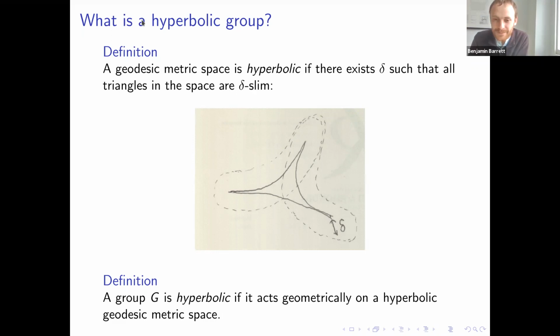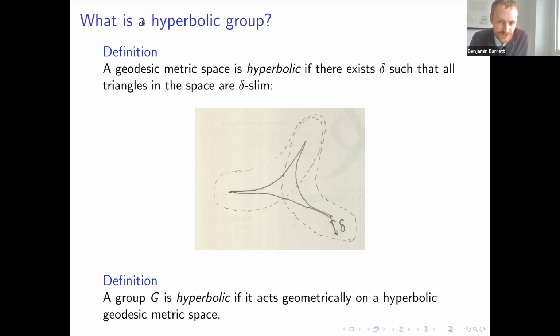It's acting co-compactly, so the quotient by the group action is compact. That sort of means that the group sees everywhere in the space. There aren't big regions that the group never visits. And finally, the action is properly discontinuous, which means that any compact subset of the metric space is moved off itself by all but finitely many of the elements of the group. So that's saying that generally elements of the group do move things around quite a lot.